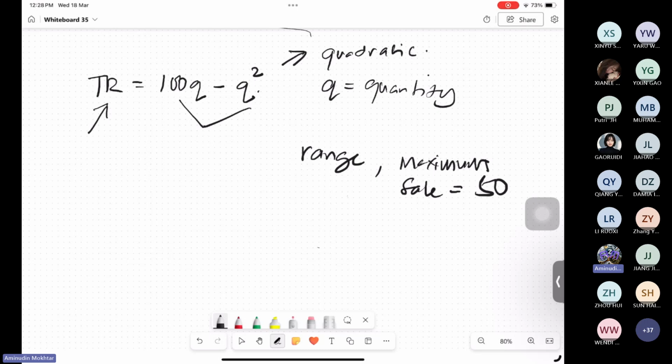What is range? Again, what is range? Range in Bahasa Melayu is julat. In Bahasa Melayu, we call it julat.